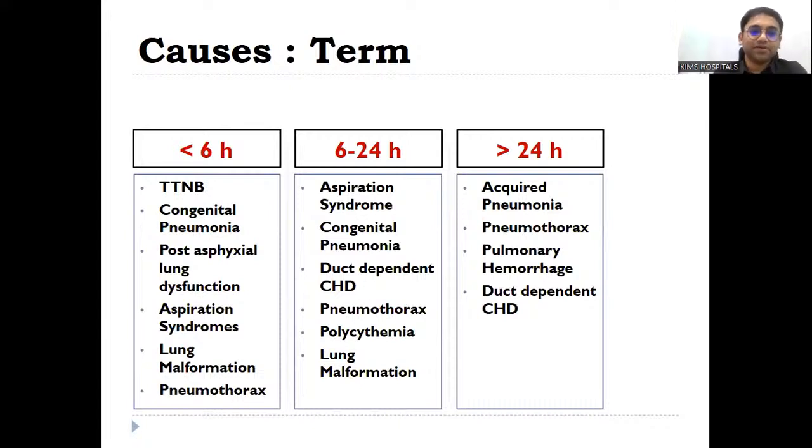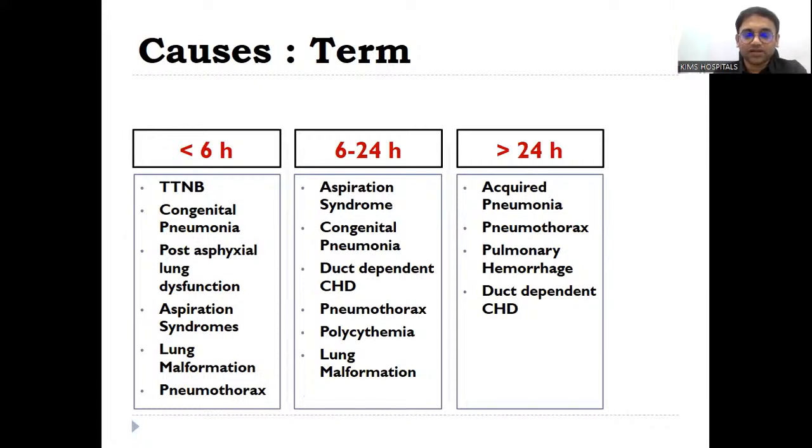In the case of a term baby, in the first 6 hours of life, TTN is again the most common cause. As we discussed, congenital pneumonia usually happens in the first 24 hours of life. Term babies may be more prone to asphyxia, so they usually present in the first 6 hours with asphyxia-related lung injury, presenting with tachypnea, metabolic acidosis, and possibly secondary surfactant inactivation. Similar to preterm babies, pneumothorax and lung malformation can happen at any point of time.